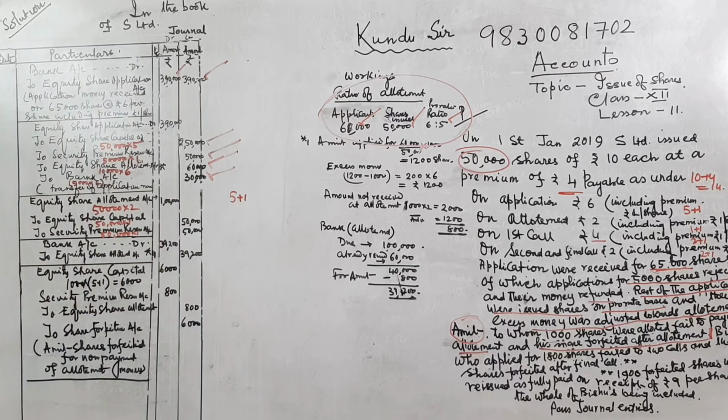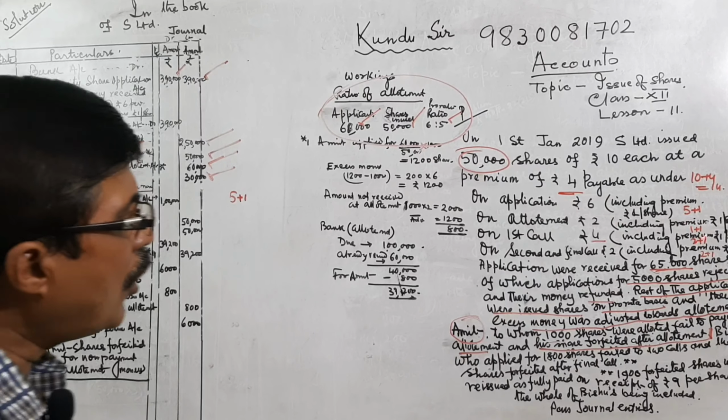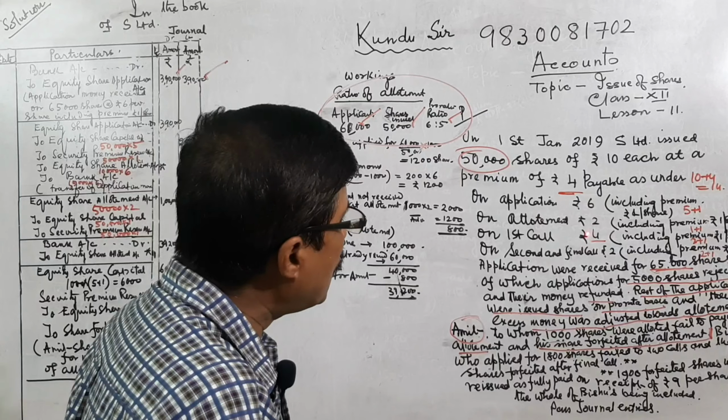Now, the due entry for allotment: equity share allotment account debit 50,000 into 2, 1 lakh, to equity share capital 50,000 and security premium reserve 50,000, because we are making the allotment money due, that is equal to 1 plus 1, 2.